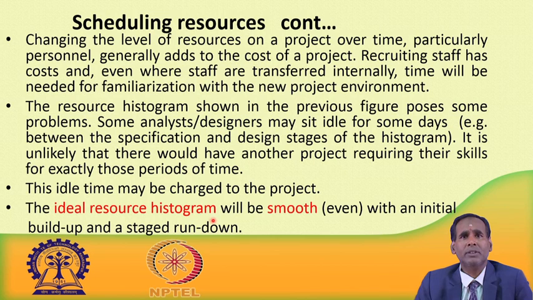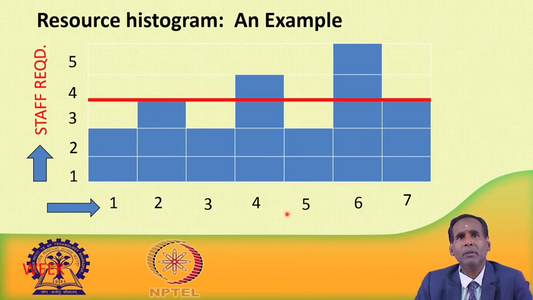The ideal resource histogram should be smooth, nearly even, with an initial build up and maybe a staged rundown later on. So, you see an example: this is a resource histogram which is not even, with so many ups and downs, peaks and downs. This is a sample histogram which is not uniform. So, what do we have to do? We have to smooth it.